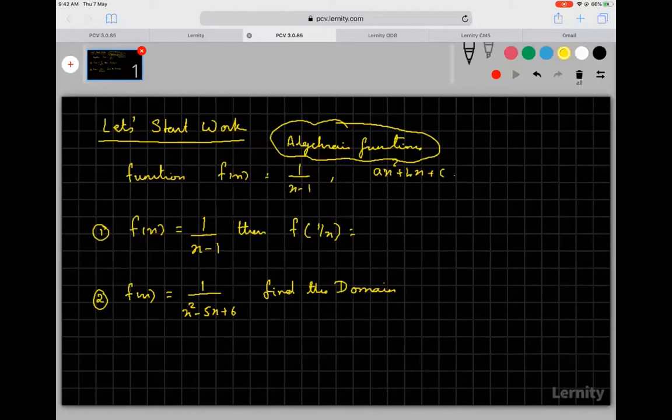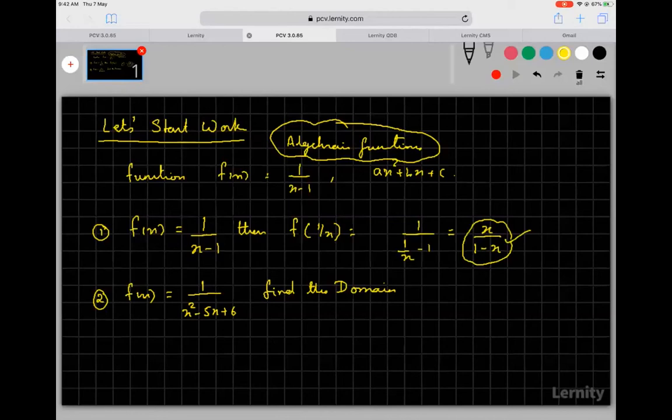So the first one, if I have f of x is equal to 1 by x minus 1, then f of 1 by x will be what? Instead of x, I substitute 1 by x. So 1 by x minus 1. Now I can take LCM common and it becomes x by 1 minus x. I took LCM, so x comes here and this goes up, so it becomes x by 1 minus x. So I hope you are able to understand.